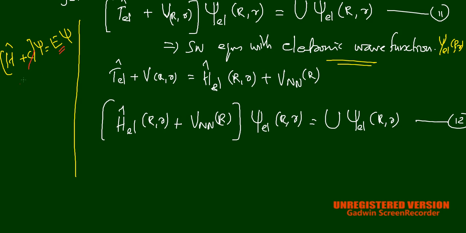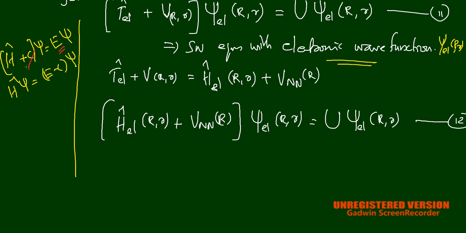Means if you are constructing another equation without C, that is h cap psi, it will be equal to E minus C into psi. So what is the meaning of that? Omission of a constant from the Hamiltonian does not affect the wave function. Rather, it will affect the energy eigenvalue only.